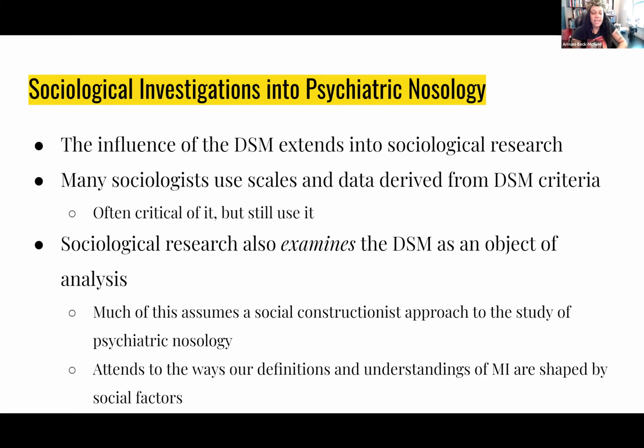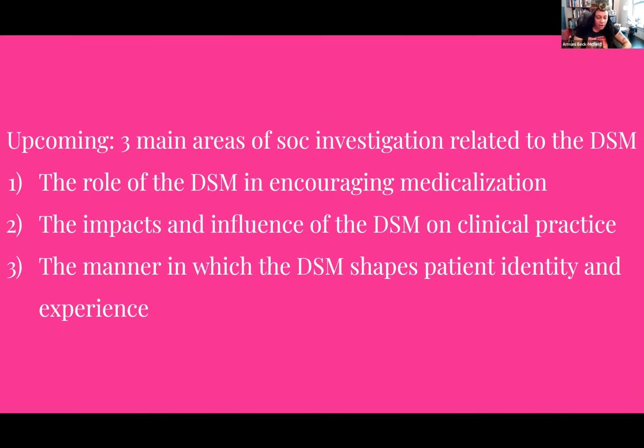Sociological research also attends to the ways that our definitions and understanding of mental illness are shaped by social factors. So what we'll be talking about today are the three main areas of social investigation related to the DSM. The first one is the role of the DSM in encouraging medicalization. This should be familiar. We talked about this. Two, the impacts and influence of the DSM on clinical practice. And three, the manner in which the DSM shapes patient identity and experience.